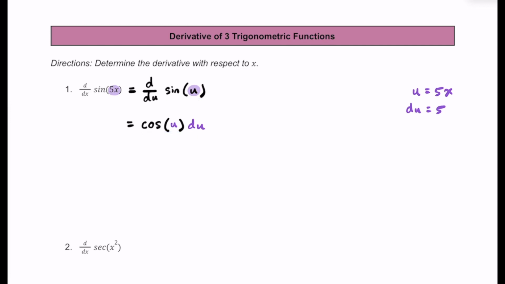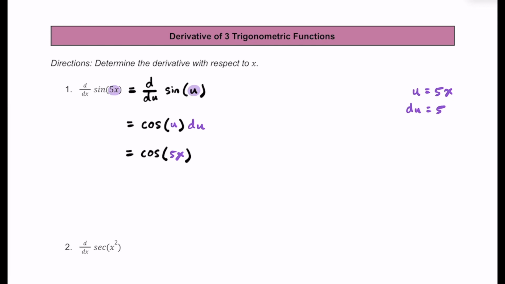du. And what we're going to do next is, we didn't really have a u at the beginning, we had 5x, right? So let's go ahead and make some substitutions here. We know u is the same thing as 5x, so we can swap that out. And we know du is this 5. So making those substitutions back here, we're going to say the derivative here is going to be cosine. And then let's put that 5x in here. Okay, and then we're going to replace du with that 5.